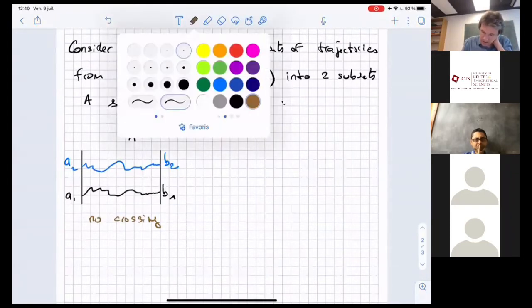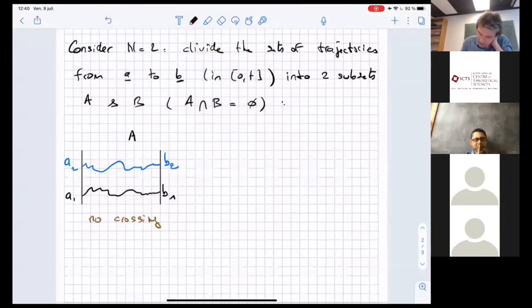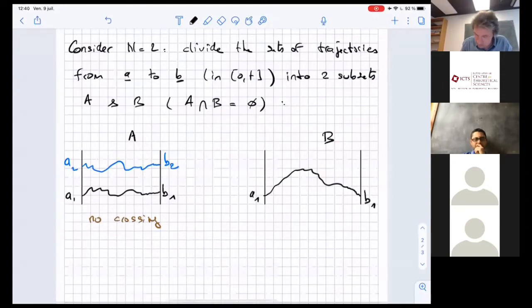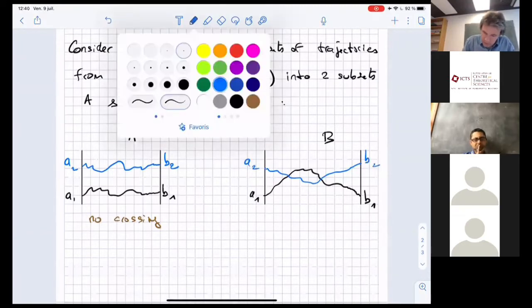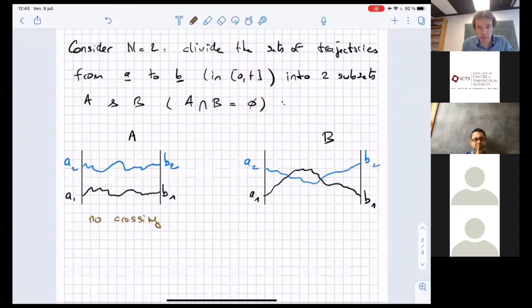And the other set B is the set of trajectories where the black and blue trajectories cross each other at least once. In fact, if they cross once, then they will need to cross twice. But typically, I would have my A1 here. So this one would go from A1 to B1. And the blue one starts from A2 and arrives at B2. But now the main difference is that they actually cross each other at least two times.